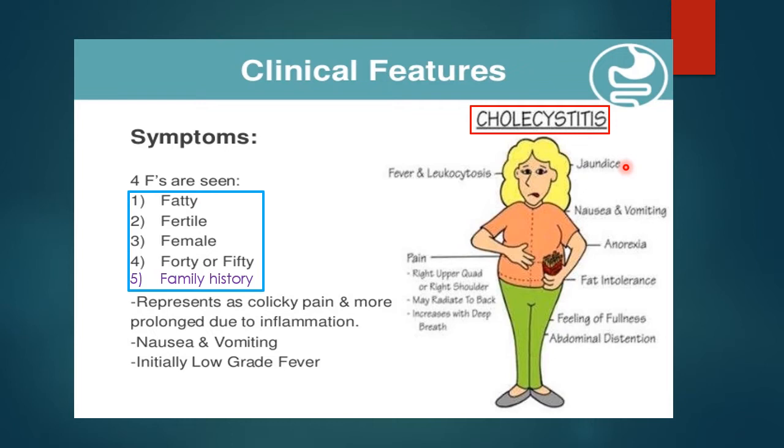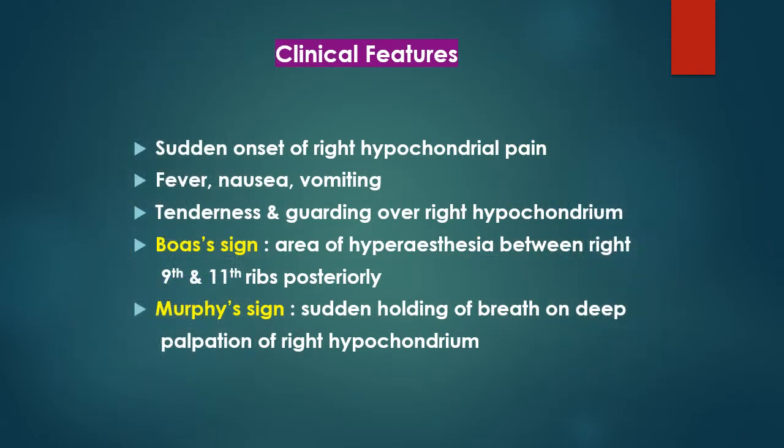Patient may be jaundiced. Usually the jaundice is mild. There's nausea, vomiting, anorexia, fat intolerance, and pain. Pain in the right upper quadrant may radiate to the back and may increase with deep breath. It may also radiate to the right shoulder. Patient also feels a fullness and abdominal distension. So in other clinical features, sudden onset of right hypochondrial pain, nausea, vomiting, and fever, tenderness and guarding over the right hypochondrium, Bohr sign, which is an area of hyperesthesia between the right 9th and 11th ribs posteriorly, and Murphy sign, the sudden holding of breath on inspiration when the right hypochondrium is palpated.